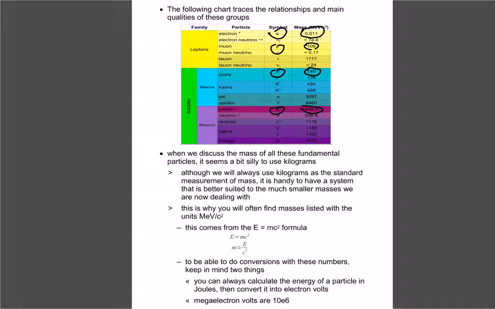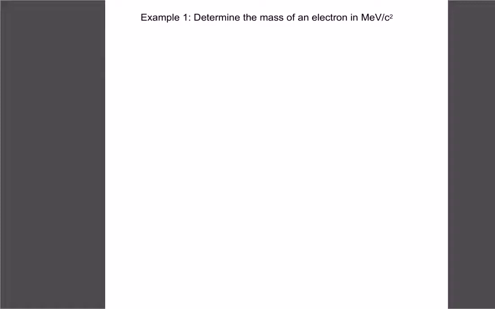And we can always convert energy and masses in terms of electron volts and so on. So we've got one example. It says let's find the mass of an electron in mega electron volts per c squared. If we use energy equals mc squared, we can solve the mass in terms of energy per c squared. So all we have to do is figure out what the energy of an electron is.